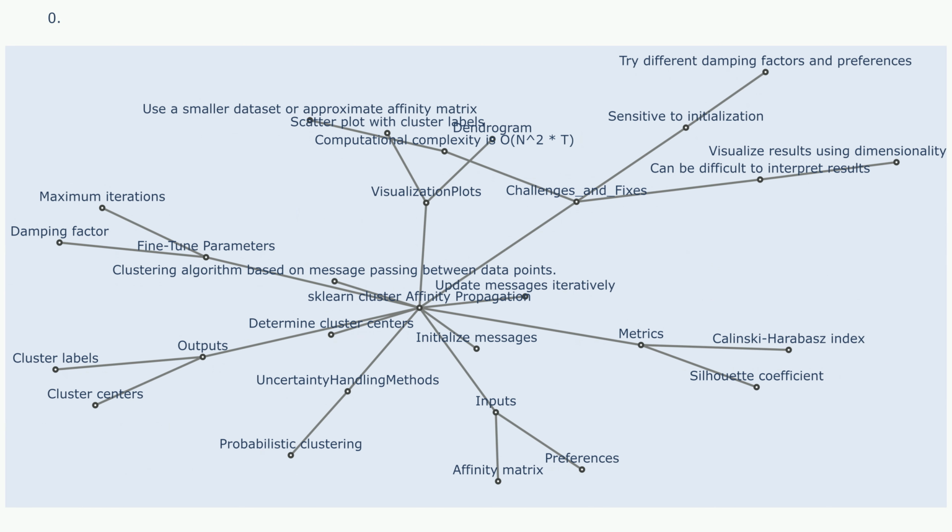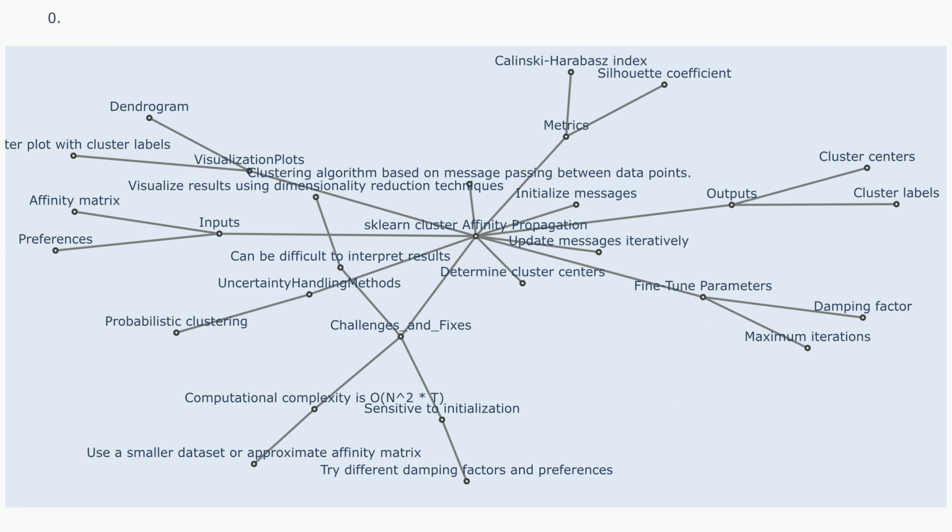Outputs: cluster centers, indices of data points selected as cluster centers. Cluster labels, labels assigned to each data point indicating its cluster membership.